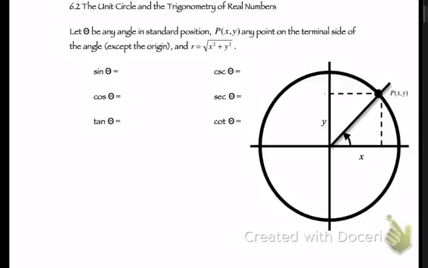Okay, 6.2, unit circle and trig of real numbers. This will be day number 5. In the day 5 video, what you're going to see is the most important table that you're going to need to remember. You might as well start studying it right now as soon as we get it down, because you're going to need to know these values off the top of your head and rather quickly.